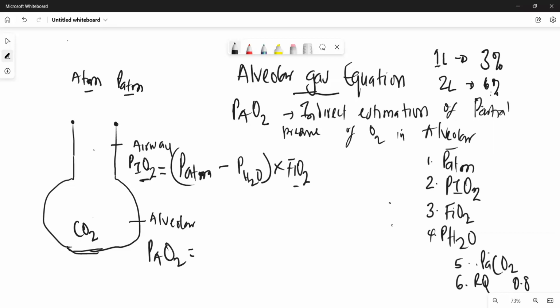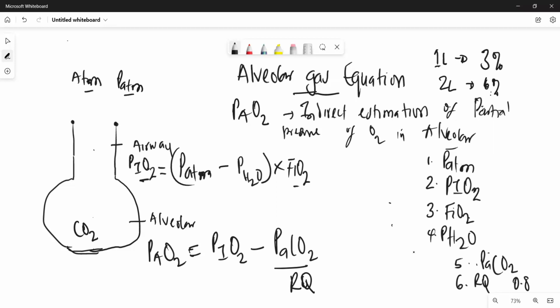So if you want to calculate the alveolar gas equation, that means we have to subtract the partial pressure of carbon dioxide from the partial pressure of oxygen in the inspired air. So that will give us PiO2 minus the partial pressure of carbon dioxide, divided by the respiratory quotient. And this is going to be basically our alveolar gas equation.